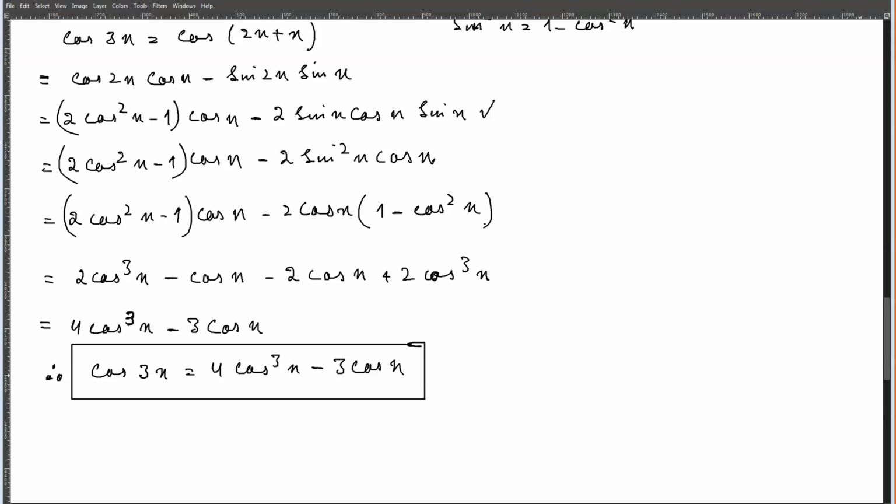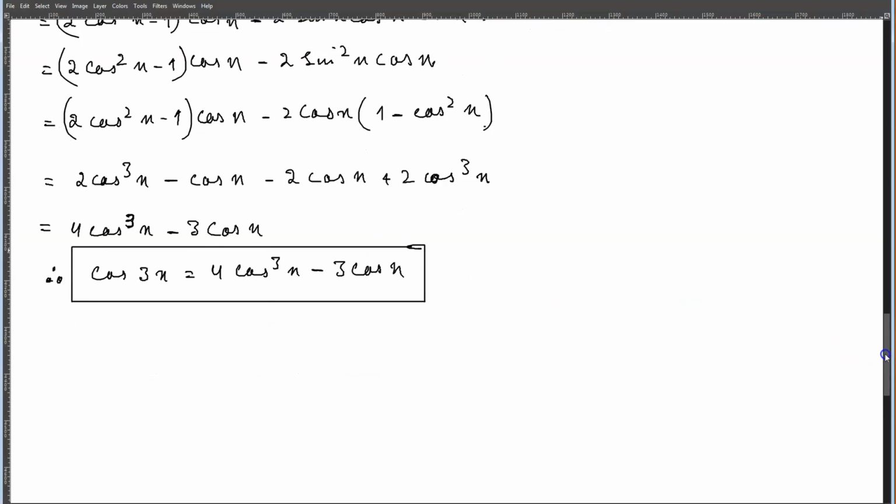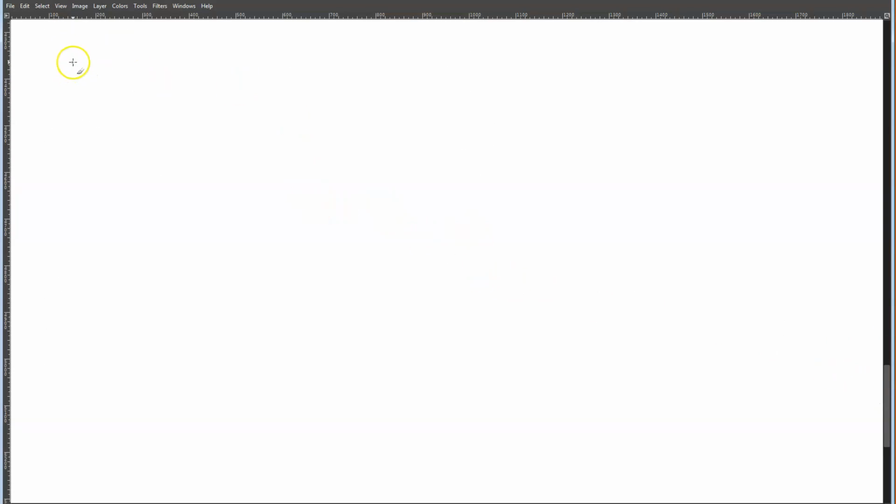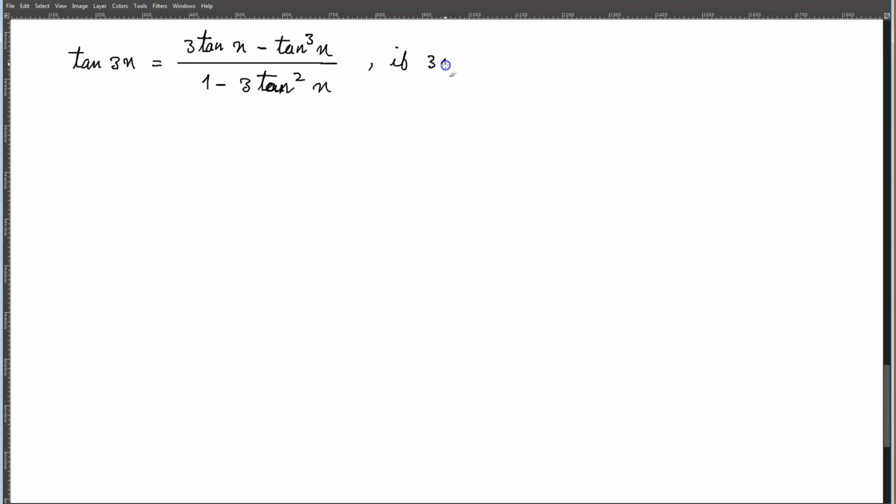Now there is one more such formula here that we will do, and then we will basically summarize the whole thing. So we want to calculate tan of 3x. So tan of 3x happens to be 3 times tan x minus tan cube of x, over 1 minus 3 times tan squared x. And of course here, if 3x is not equal to n pi plus pi by 2, where n belongs to the set of integers, right?